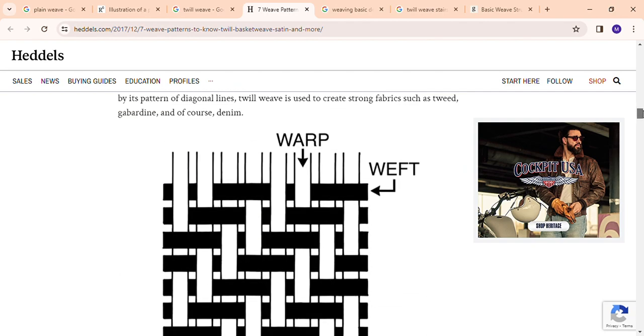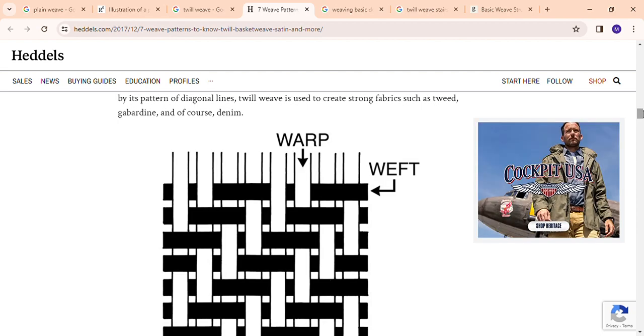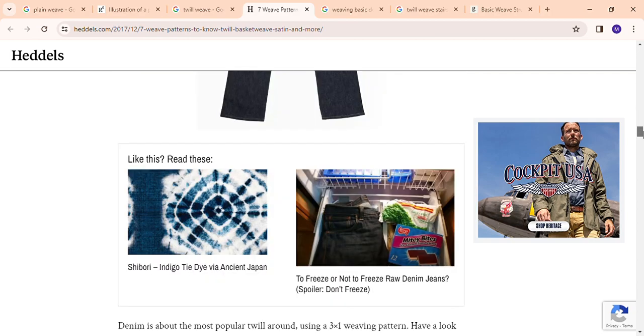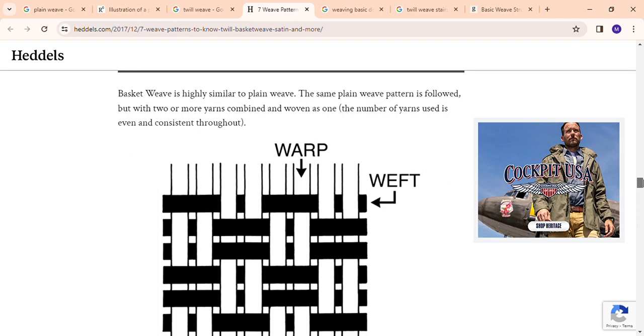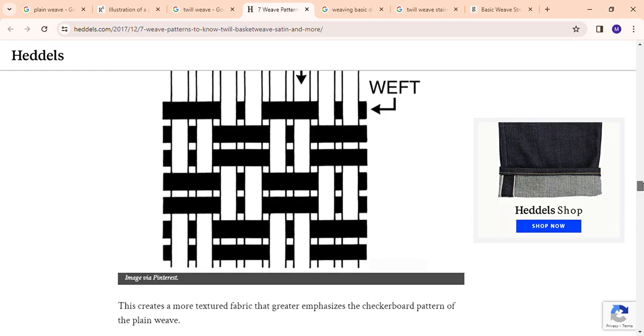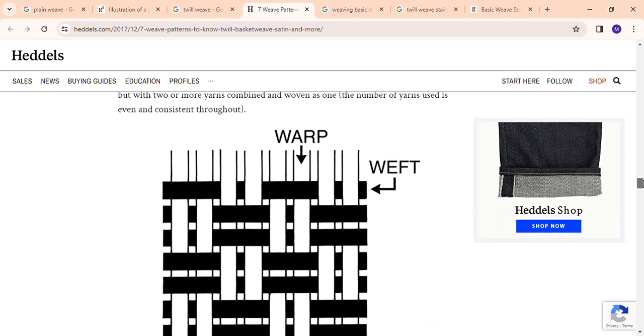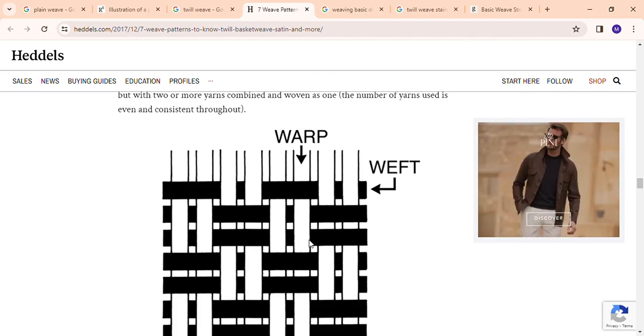Yes, if you are doing twill weave, you are playing with two up and two down. But if you are working on basket weaving, it's just visible that you are going two down and two up, then again two down and two up. So you just make different patterns with the color options.